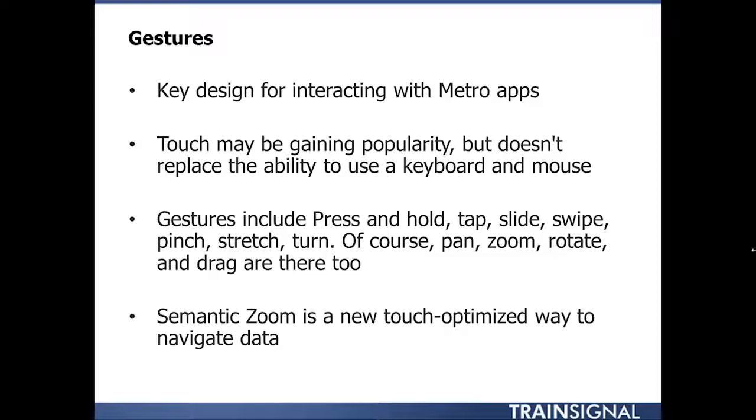If you swipe from the top or the bottom, this is how you will pull up the app-specific charms. So if you're in XYZ application and the developer has designed in specific charms to access different functionality, well, you'll get those charms by swiping from the top or the bottom, middle of the screen.